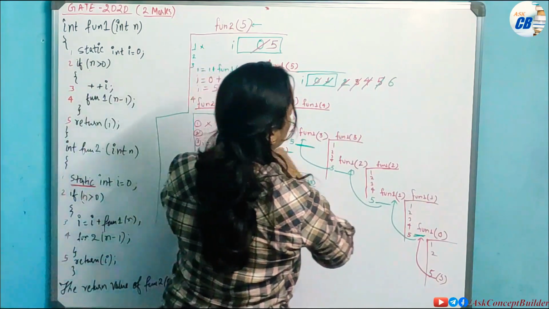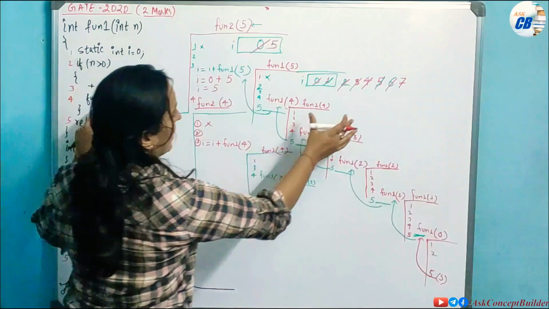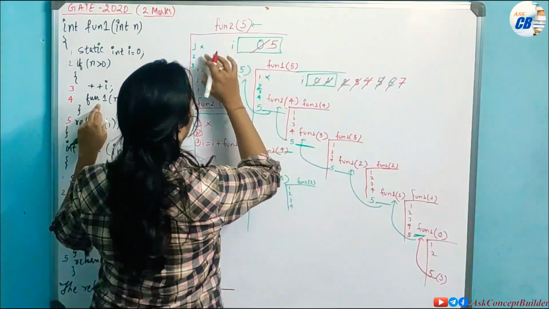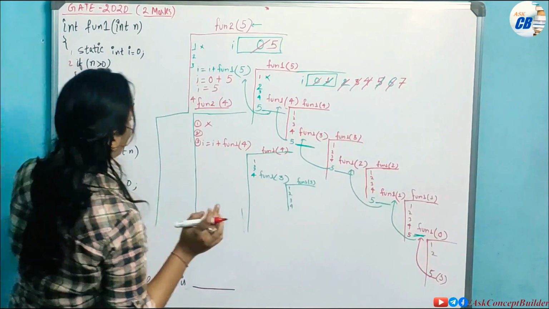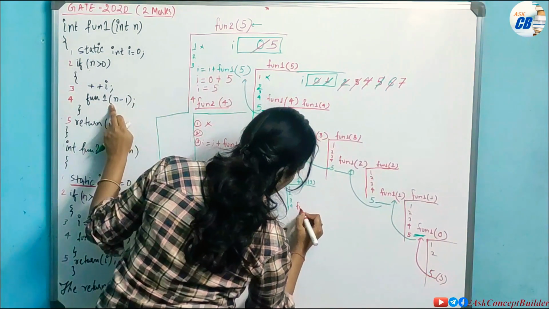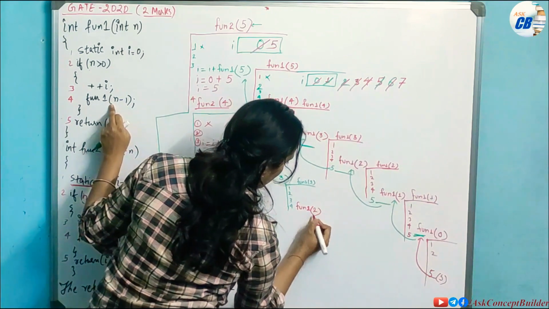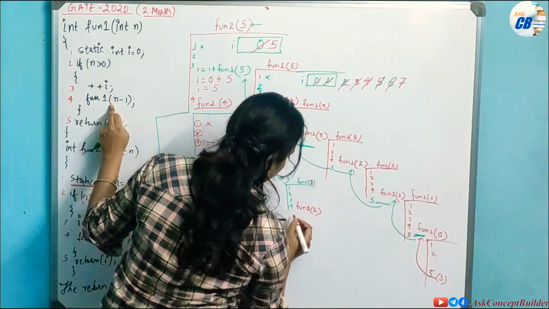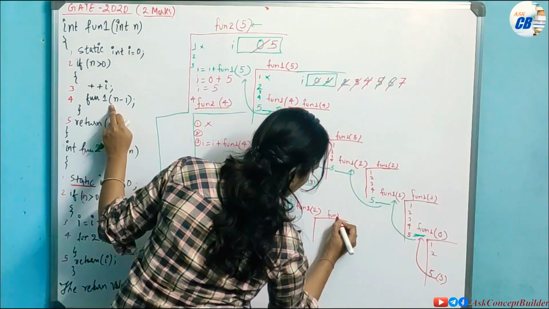Now this 6 you will increment by 1. Okay, this is your I for the fun1 function, and this is your I for the fun2 function. Now again the fourth statement, fun1 n minus 1. So n is 3, 3 minus 1 is 2. Again you have to call this fun1 2 function.